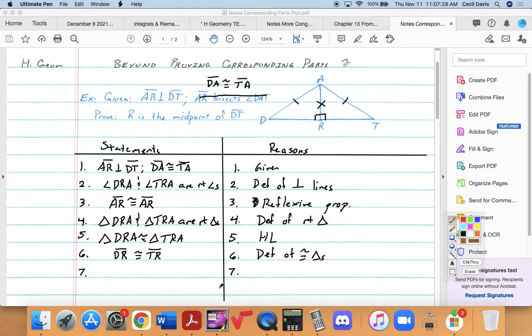And now we know that R is the midpoint of segment DT. Definition of a midpoint. Remember, definitions work both ways. What's that called again? Biconditional.